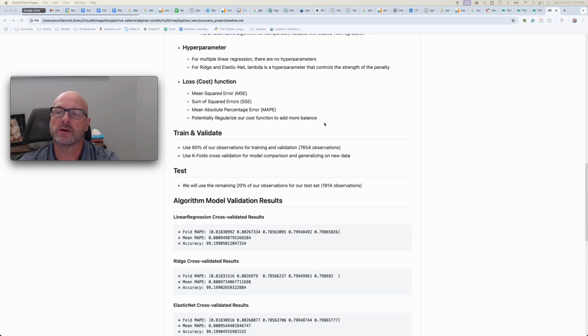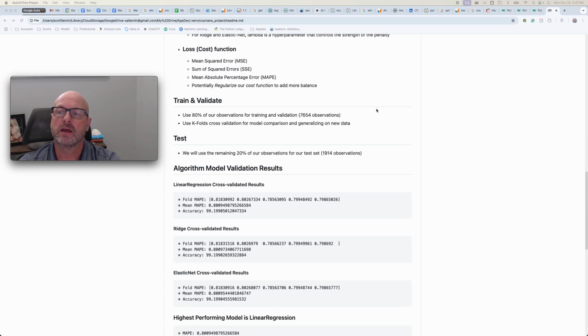So what I did is I took our training data. I'm going to use 80% of it for training and validation. And then, as part of that 80%, I'll use k-fold cross-validation for the model comparison and to give us our best chance of generalizing on any new data that we will run across.